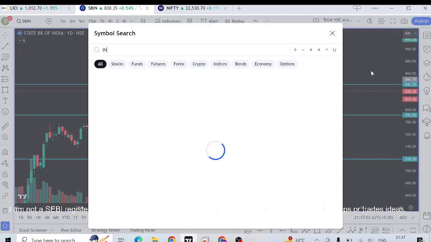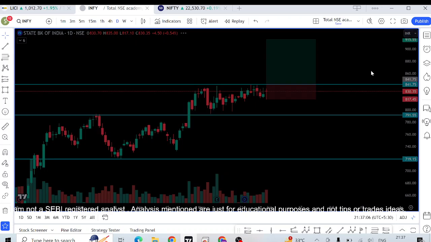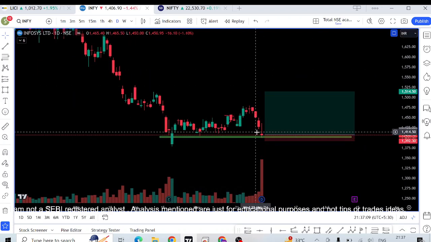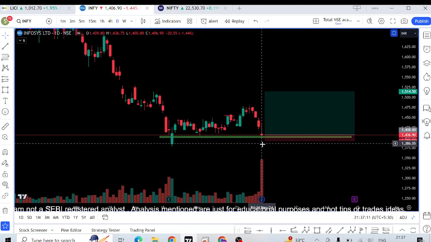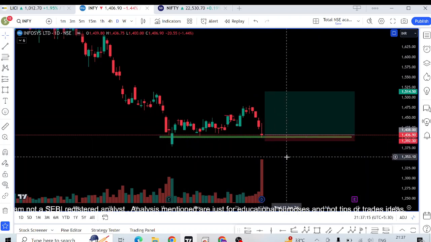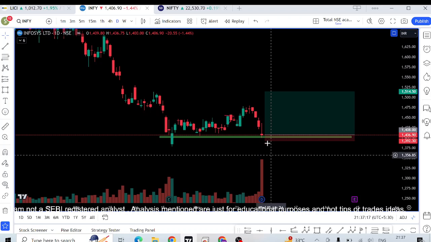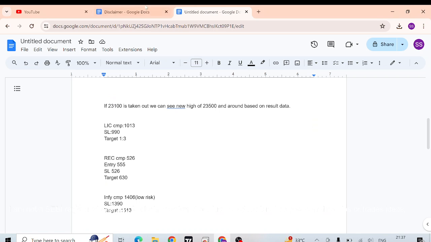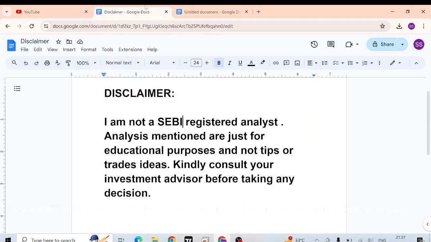Last stock we saw is, sorry, Infosys. Infosys is great to study how it works. This candle is an inverted hammer. It is bearish, but unless and until the low of this candle is broken on a daily basis, we cannot decide whether this is bearish or not. Okay, so this was a quick recap of what we studied in this video.